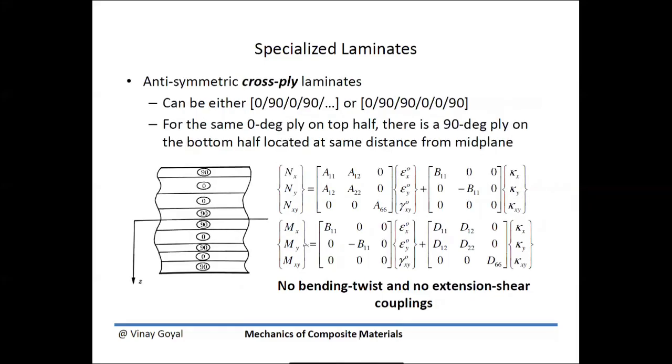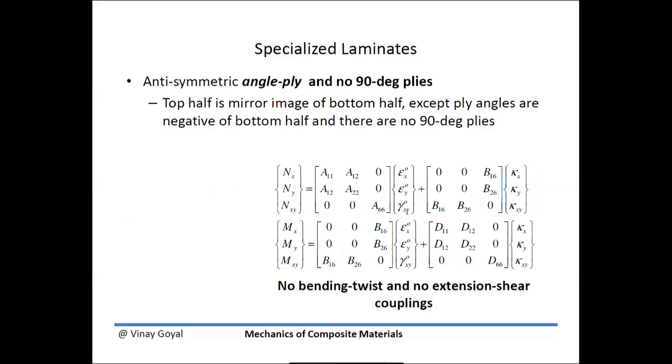You also have antisymmetric cross-ply laminates, so that's 90s and zeros, and you'll find that for those situations, most of these are zero, except for a few of them. Okay? Angle ply and no 90-degree plies are basically antisymmetric angle ply laminates with no 90-degree plies. The top half is a mirror image of the bottom half, except the ply angles are the negative of the bottom half, and there are no 90-degree plies. In those situations, these are zero and these are zero.